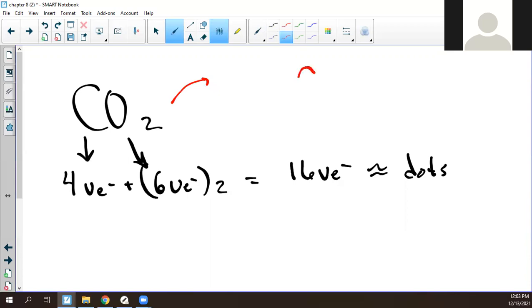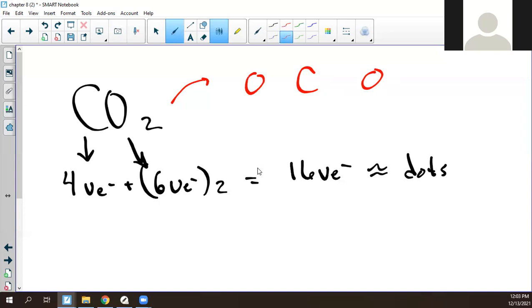So we know C is in the middle. Tell your partner the 2 reasons why C is in the middle. Because there's only one of them. So then it has to be in the middle. There's only one of them. And then the other reason it is less electronegative.